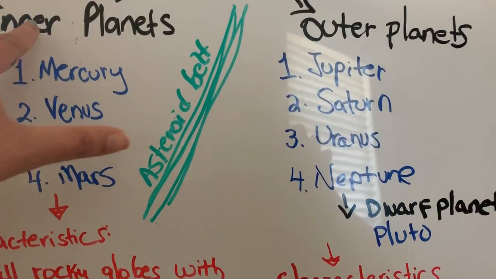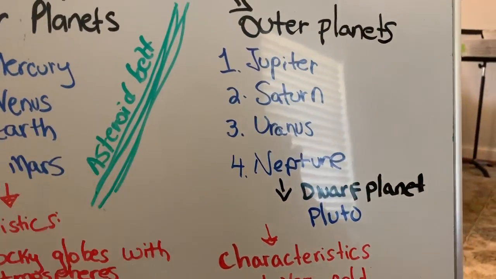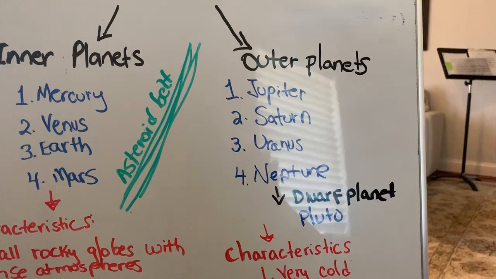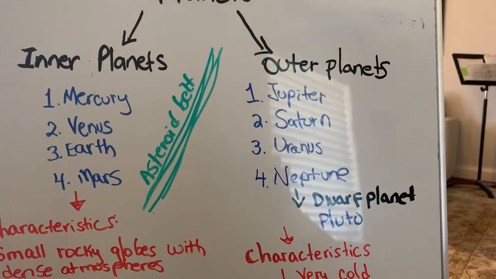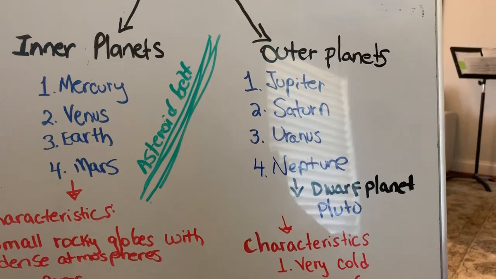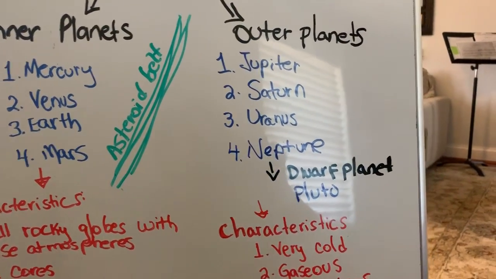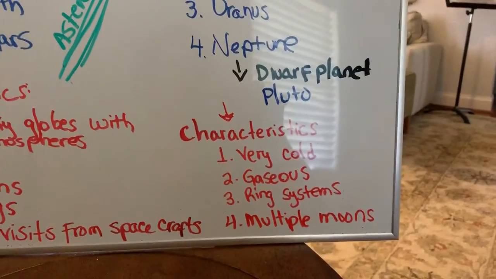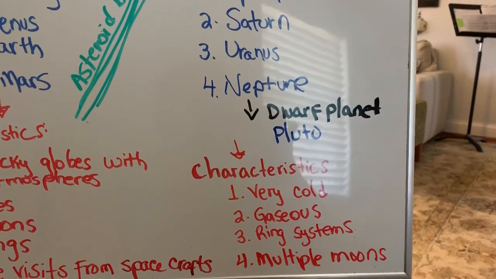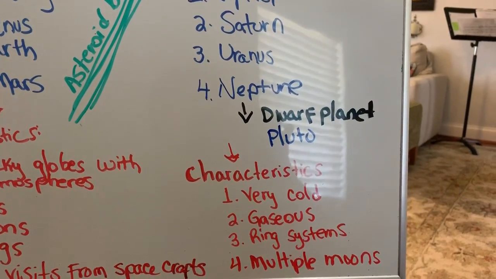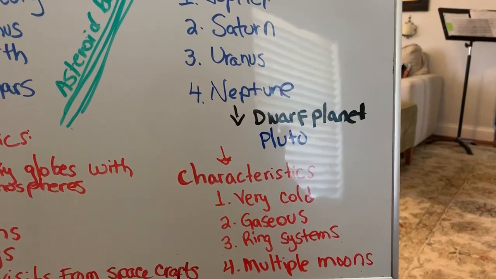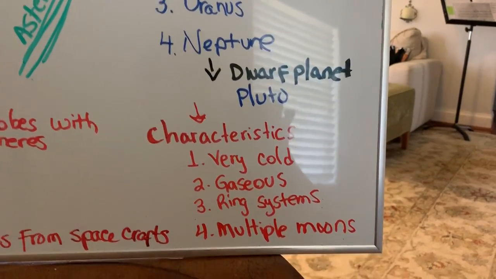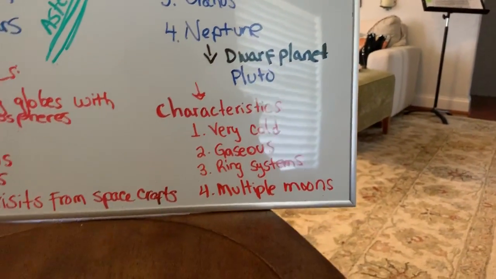Now, the inner planets are separated by the asteroid belt, like we saw yesterday. And then we have the outer planets, and those would be Jupiter, Saturn, Uranus, Neptune, and then no longer considered dwarf planet Pluto. And the characteristics are they're very cold, they're very much full of gas, they do have rings, so you see ring systems around some of them, and multiple moons.